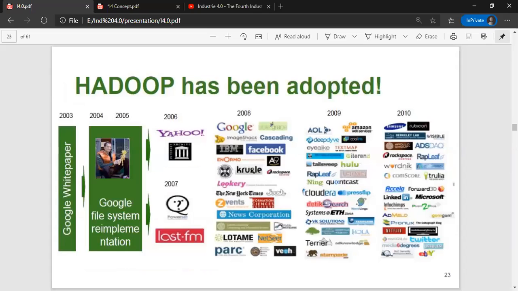If you see the left side, that is when the papers were published, 2003, 2004. In 2005 the Google File System was implemented, and then Yahoo open sourced it. Then the core Hadoop storage and processing framework comes out, and then a lot of utilities get built.